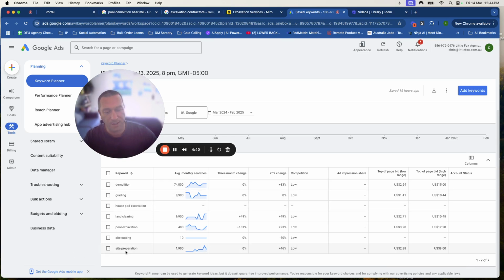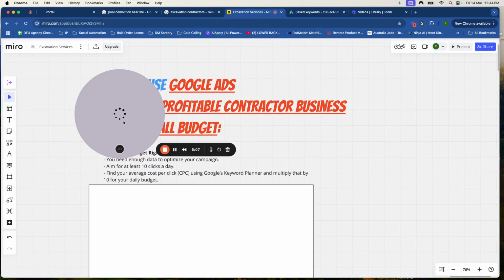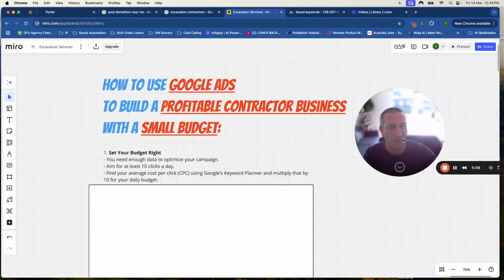Then for things here like site preparation, I got site cutting. I could put pool excavation here as well. Pool excavation would be $3.20, and the most it's going to cost is $12.20. There are things you can do with your ads to make sure your ad is coming up at the lower range, but we can go into that at a later date. So that's simple. If at the lower range you wanted to get 10 clicks a day, you've got to be spending $32 a day to get that range. That's what I mean by getting enough money into your account so that you get enough data through it. All right, that's point number one.